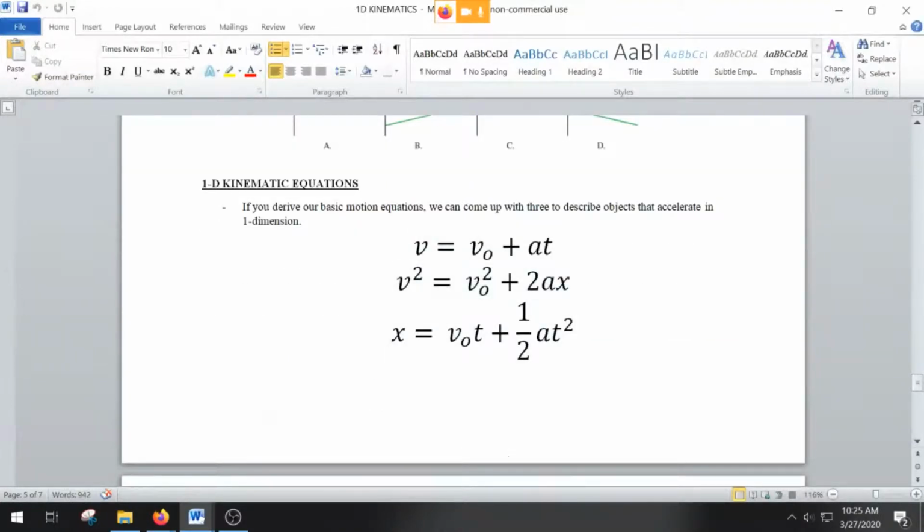All right, so you've got your three major kinematic equations, right? Remember, the subscript naught just means initial. So your velocity equals your initial velocity plus acceleration times time. Your final velocity squared equals initial velocity squared plus 2 times acceleration times displacement. And your displacement equals your initial velocity times time plus 1/2 acceleration time squared. All right, so these are your three go-to guys when we're talking about objects that are accelerating.